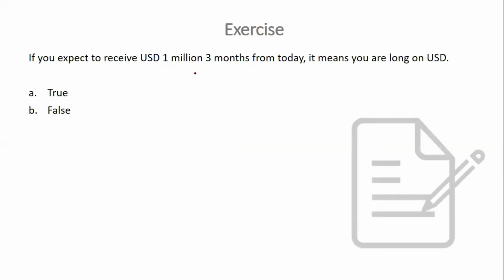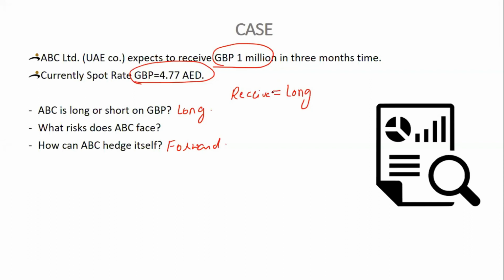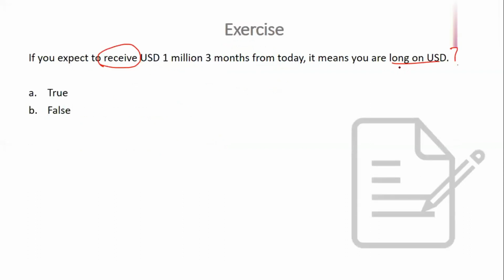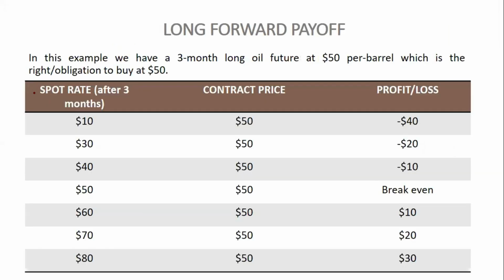So if you expect to receive USD 1 million 3 months from today, it means you are long on USD. Think again, you're going to receive. If you're going to receive, as I mentioned before, then it means you are long on USD. So the answer is true. Now let's look at the payoff profile, okay?